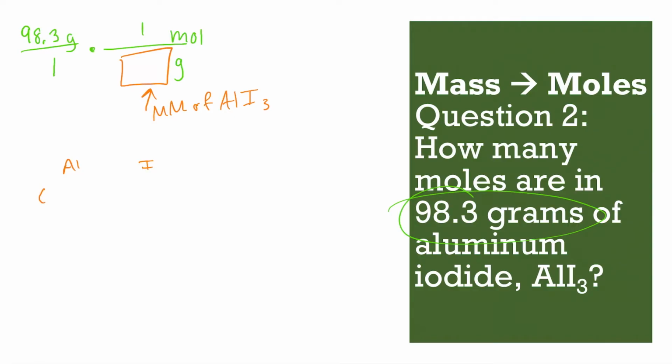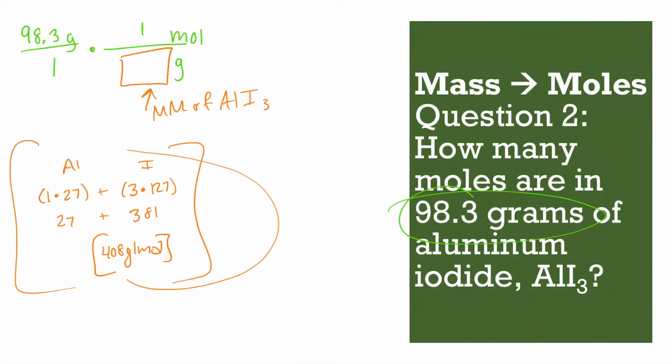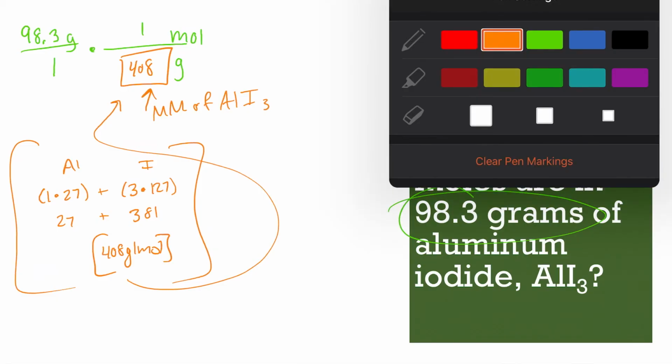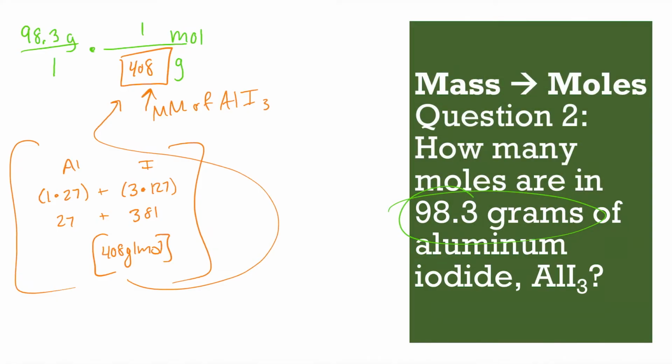Aluminum, there's 1 of them in the formula, mass to the nearest whole number is 27, 1 times 27 is 27, plus our I's, we have 3 of them in the formula, each one of them has a mass of 127, 3 times 127 is 381. Add them both together, we get 408 grams per mole. And so that is what goes up there. 408 grams. So when we're talking between moles and mass, you always need that molar mass. I will make you calculate the molar mass because it is good practice.